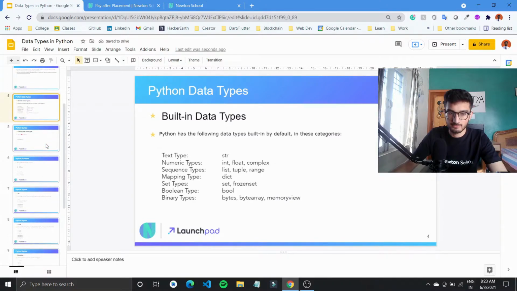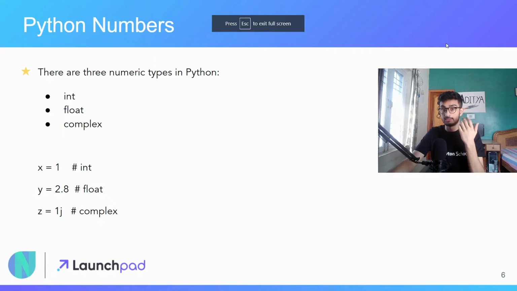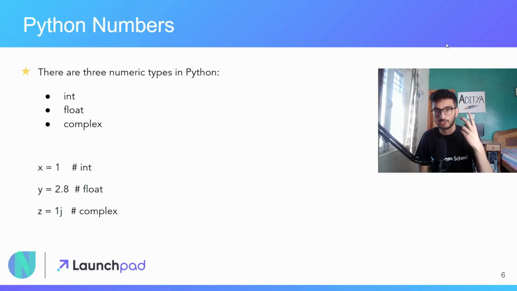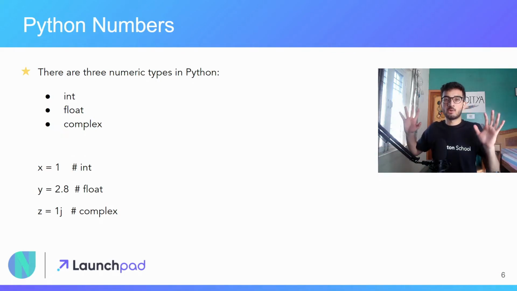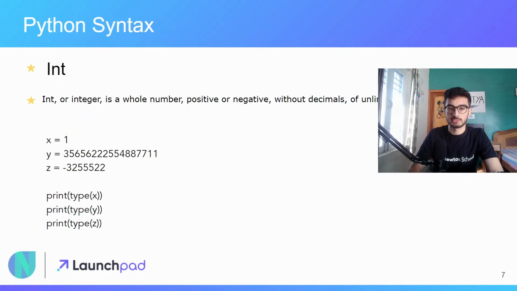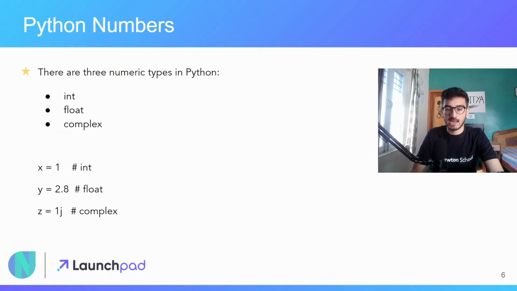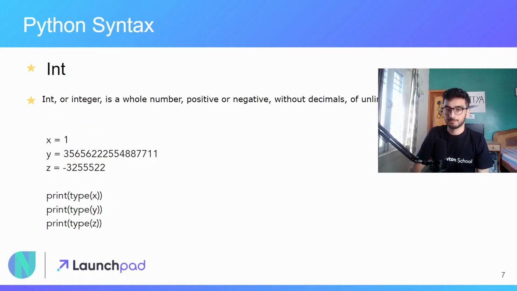Let's first go over the Python numbers, right? There are three numeric types in Python. There is integer, float, and complex. Integer is basically 1, 2, 3 or simple numbers, and float is, as you can see in the example, 2.8. So it stores the decimal values. And then there is the last complex type, which is complex numbers basically.